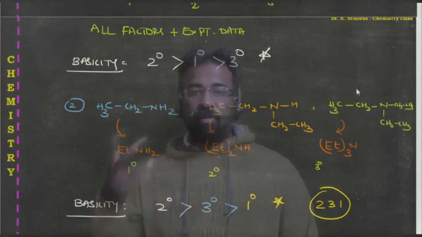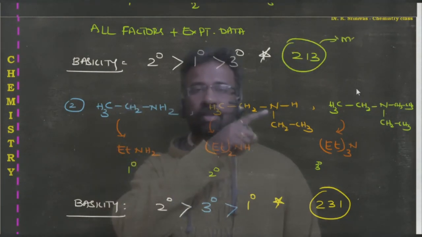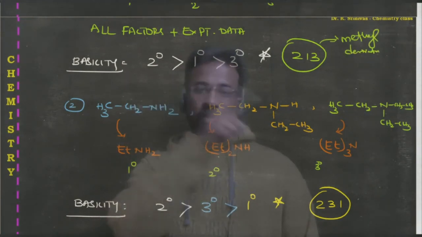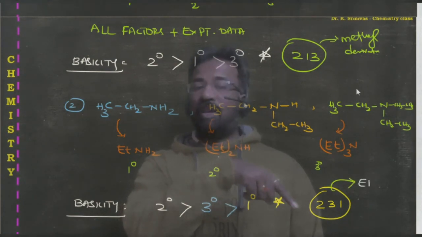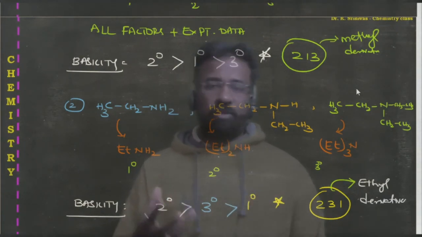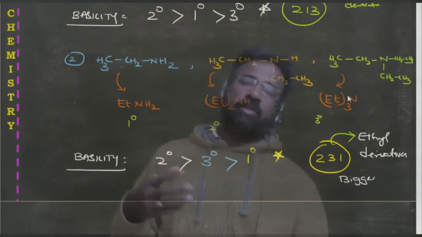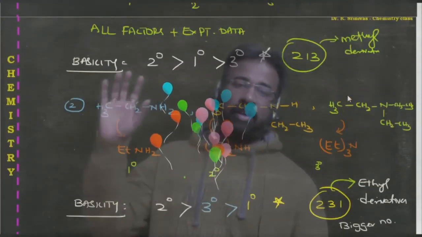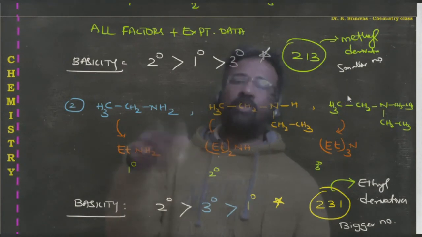How to remember, since students generally have some confusion: just remember the numbers 213 and 231. Methyl is smaller, so its number is smaller, and ethyl is bigger, so its number is bigger. If you observe carefully, that is how to identify or memorize these things. So the ethyl derivative is 231, whereas the methyl one is 213. Methyl means one carbon, so it is small.